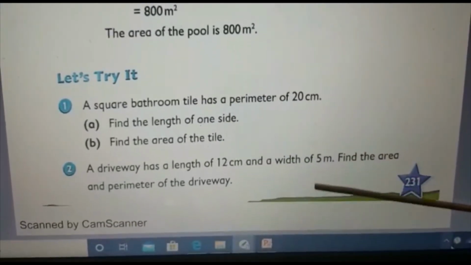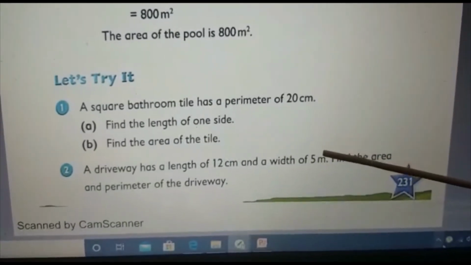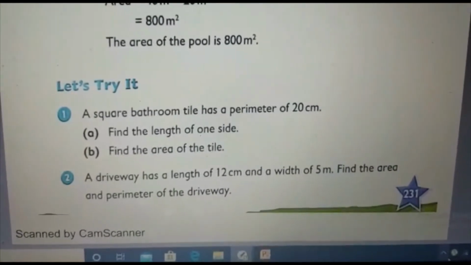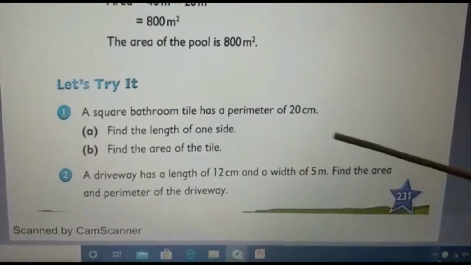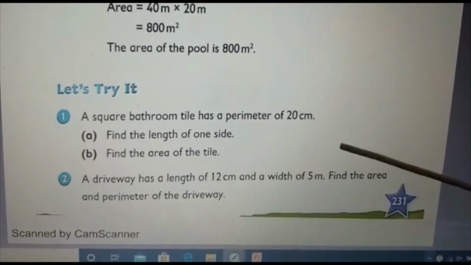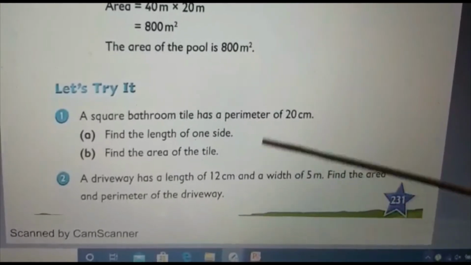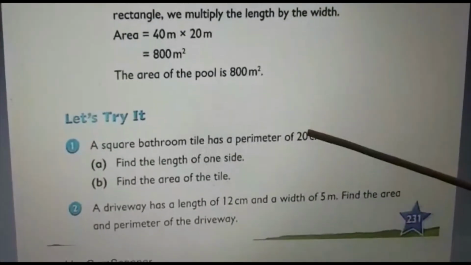Here we know 1 meter equals how many centimeter? 1 meter equals 100 centimeter. So 5 meter will be 5 into 100, that is 500 centimeter, is it? So either you can convert this also to centimeter. That means 12 multiply 500, and the answer becomes centimeter. But this is the driveway, and for driveways you need to always say in meter, in higher units, okay?